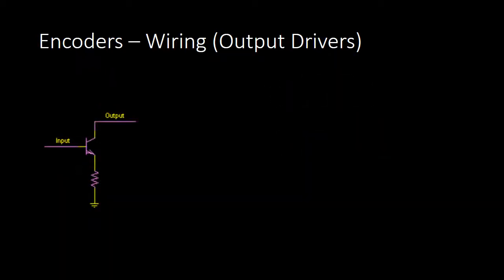The open collector output is a simple and cheap option for low-end devices. The transistor acts like a switch, with the collector input left floating or open.